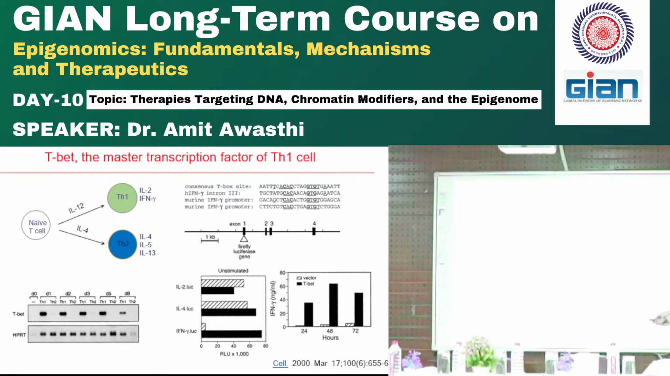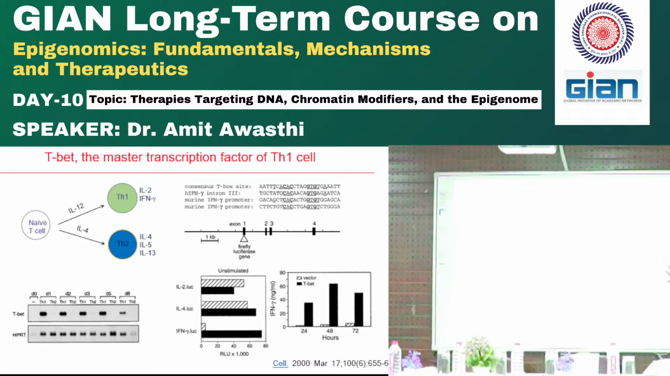So you can see that TBET is expressed only in the Th1 cells, not in the Th2, whether it's day 1, day 2, day 3, day 5, or day 8. Everywhere the Th1 cells are expressing it, not the Th2. That indicates that this particular protein is very selectively and specifically expressed by the Th1 cells, but not by the Th2 cells. Then they went further. This is a big paper.